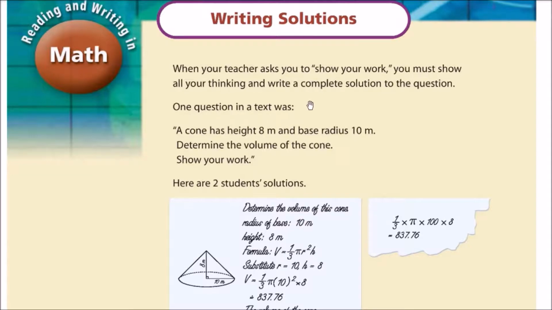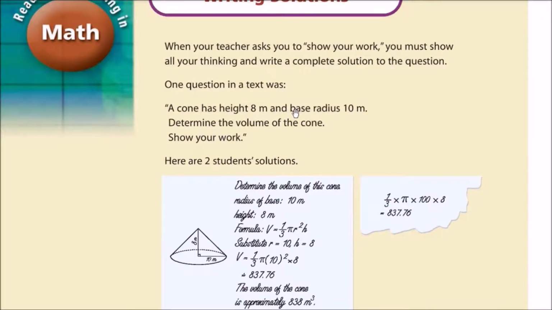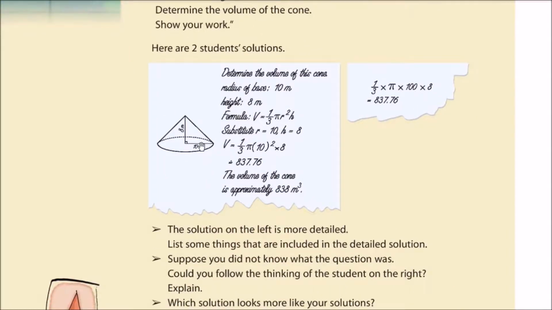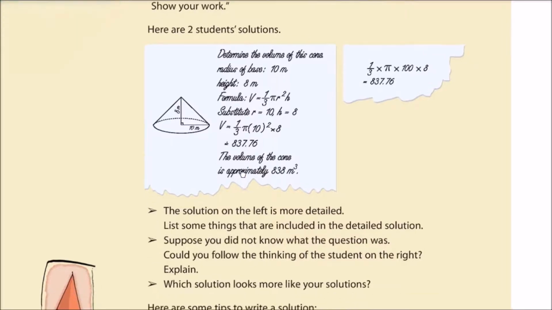Whenever your teacher asks you to show your work, what do you show? You need to write a complete solution. For example, if the question says a cone has height 8 meters and base radius 10 meters, and you have to determine the volume, first you say the radius is 10 meters and the height is 8. The formula for the volume is 1/3 pi r squared times h. You substitute r and h, and using the formula, the volume of the cone is approximately 838. So this is how you write it.